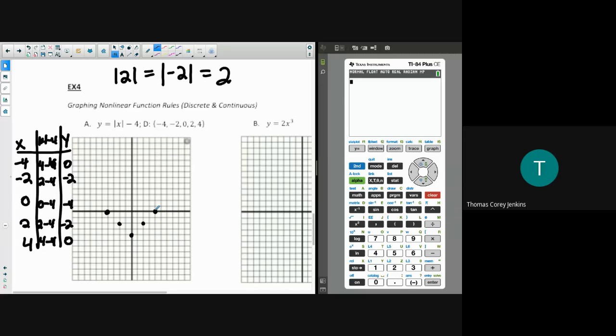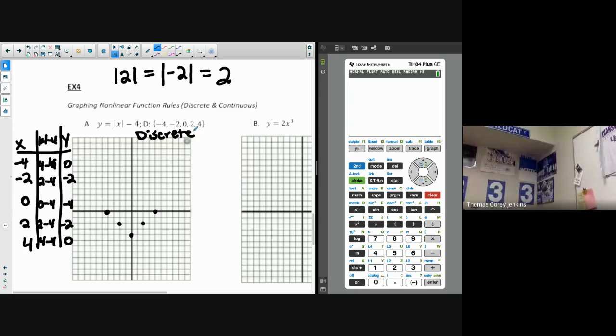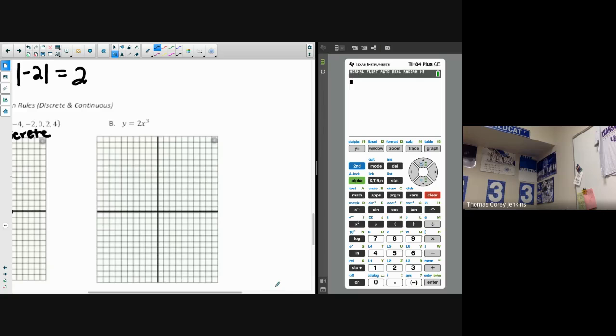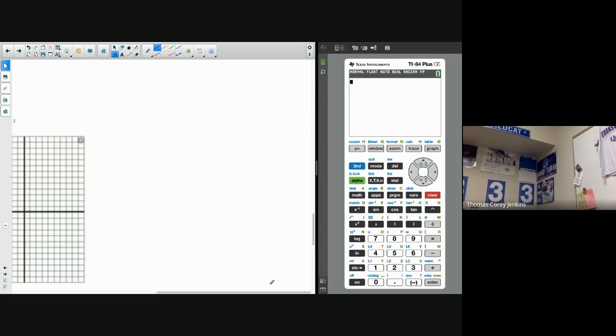So we see that V shape. Anytime you have an absolute value function, you're going to see a V shape. And remember here that because this is discrete, and I know it's discrete because they give me a domain, I do not connect the dots. I leave it just as individual points. Okay, so that's that one. If you get an absolute value function on MathXL, this will be a good help on how you can graph that. All right, so the one after that has no given domain.